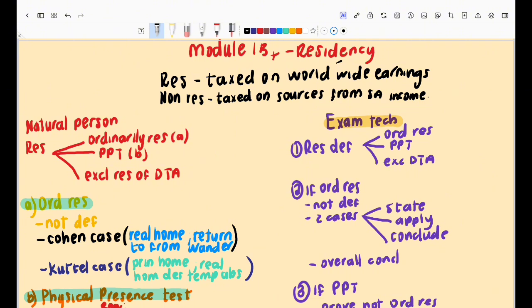So for residents, we tax them on their worldwide earnings, and then for non-residents, we tax them on a source base, right? So if income is coming from a source in South Africa, then we will tax that amount of money. So it then becomes important for us to understand when a person is considered to be a resident and when the person is not a resident and when they cease to be a resident, right?